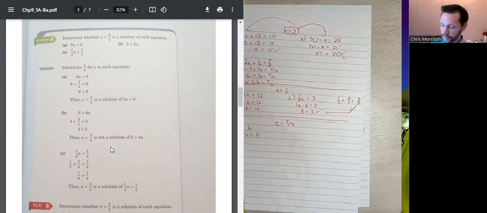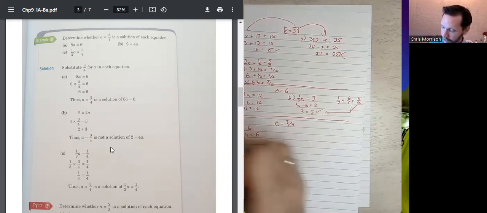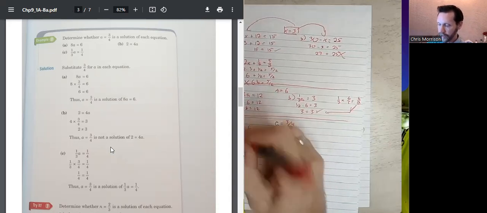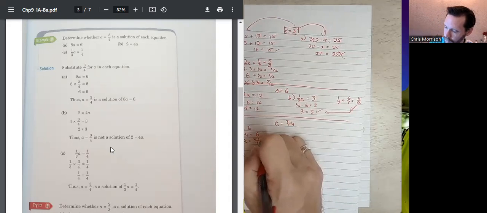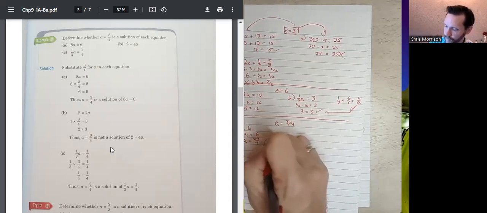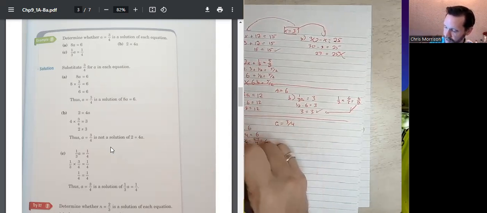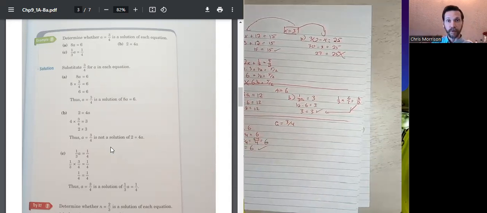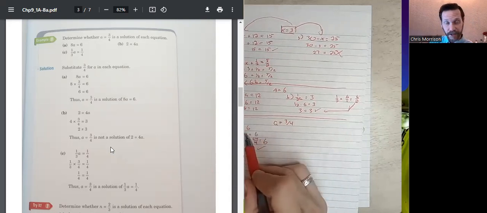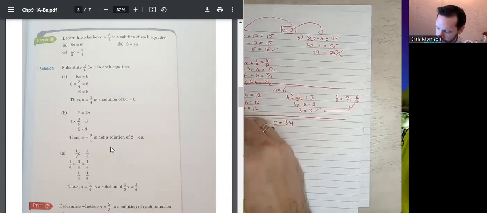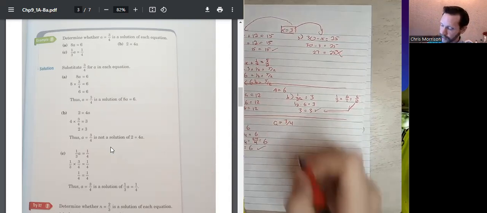3/4 equals 6. Well, let's just multiply. I can rewrite that as 8 over 1 times 3 over 4. 8 times 3 is 24. 4 times 1 is 4. 24 divided by 4 is 6. And so we see, in fact, 6 does equal 6. And so in this case, 3/4 is a solution to 8a equals 6. I forgot to write that down. Let's do B.